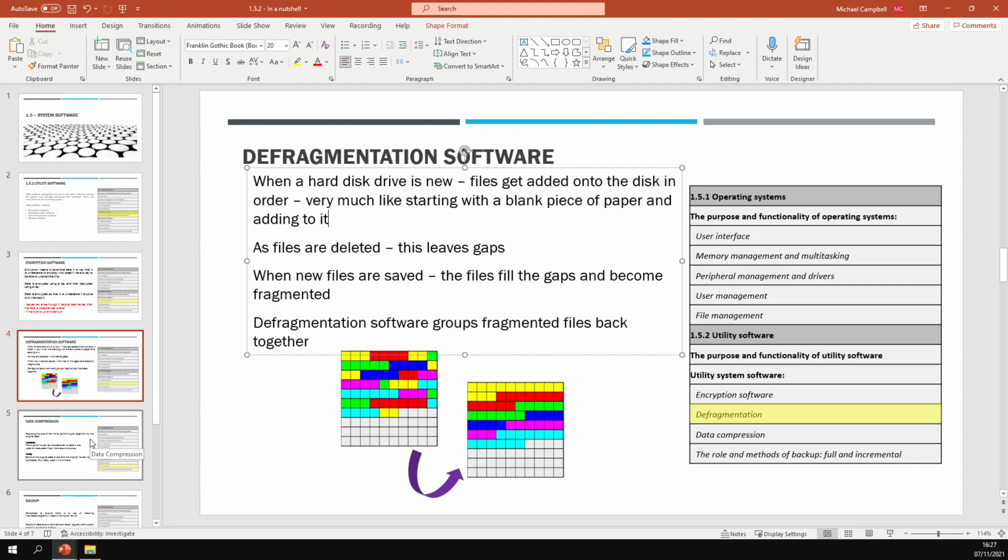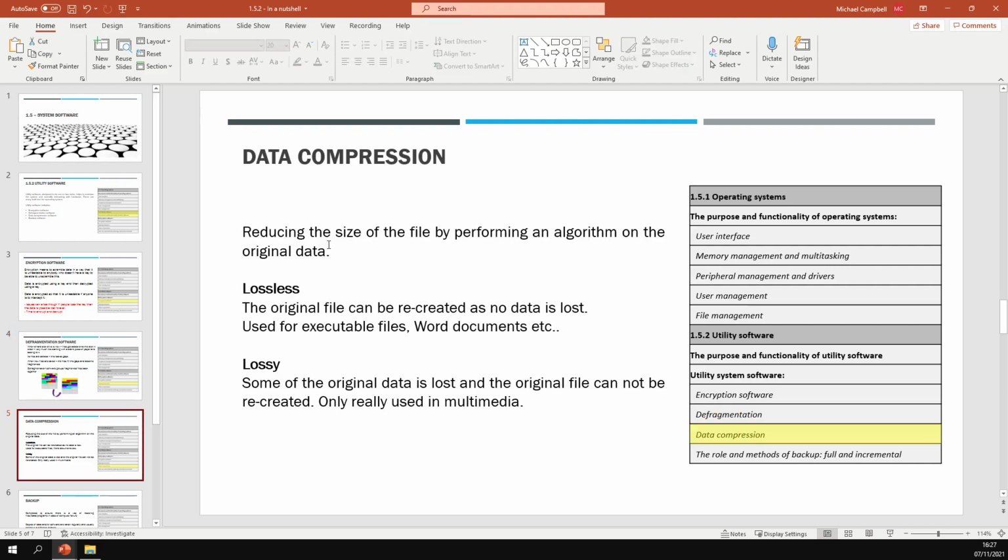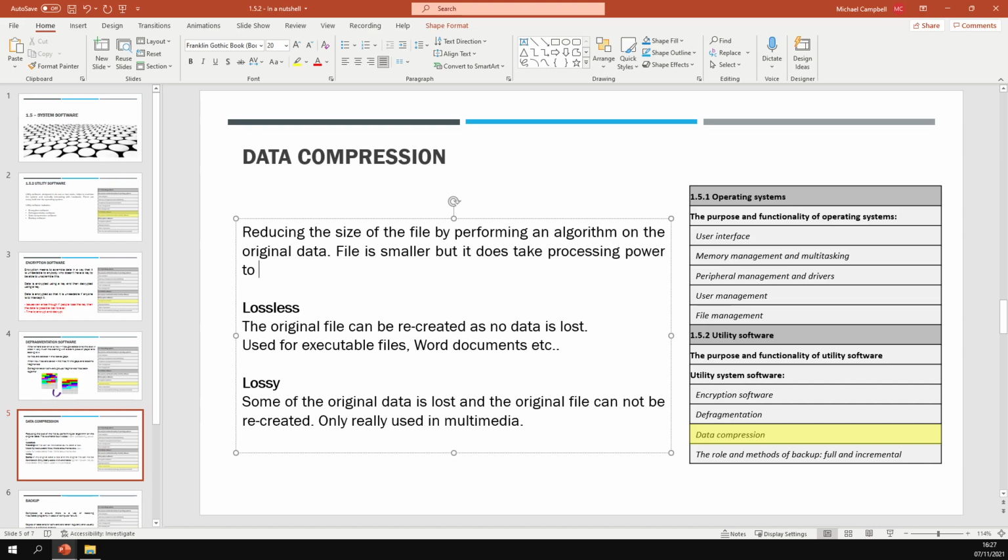So data compression, nice easy one. Reducing the size of a file by performing an algorithm on the original data. So the file is smaller. But it does take processing power to uncompress it. So it's not all rosy. You do have smaller files, hopefully, but it does take some processing power to be uncompressed. But that's not a big loss.